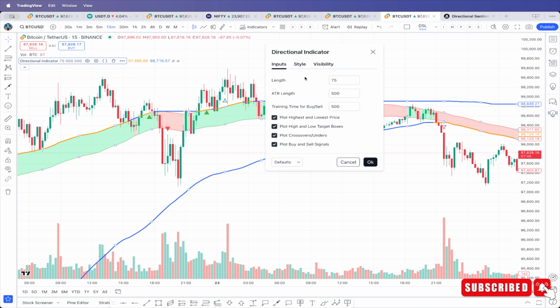Now we can talk about the customization. By default I'm using a length of 75 SMA, and the ATR length is 500, and the trailing time that I've used is 500 for buy and sell signals.